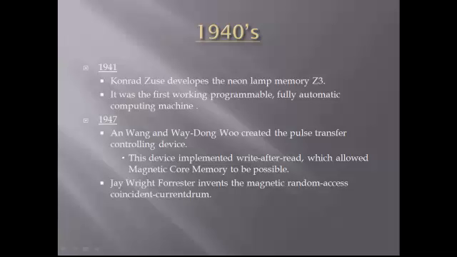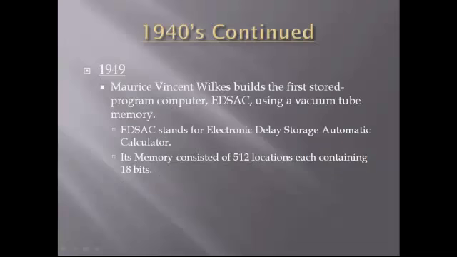And in 1947, An Wang and Way-Dong Woo created the pulse transfer controlling device. This device implemented write after read, which allowed magnetic core memory to be possible. In that same year, J. Wright Forrester invents the magnetic random access coincident current drum. In 1949, Maurice Vincent Wilkes builds the first stored program computer, the EDSAC, using a vacuum tube memory.